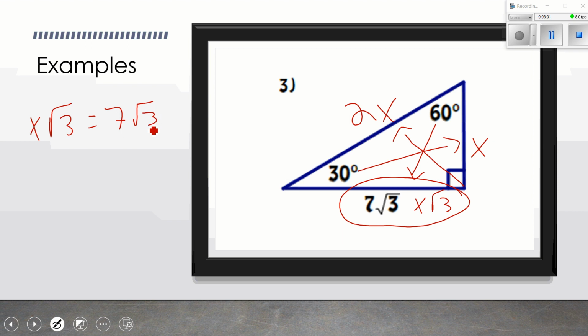Now because they just have those root 3's at the end, I can cancel them out to see that x is equal to 7. And if x is equal to 7, then 2x is equal to 14. So then I can go ahead and label my sides. This one would be 7, and this one would be 14.